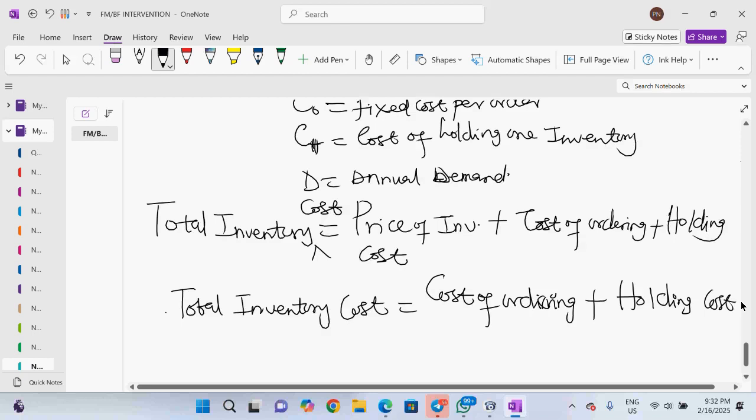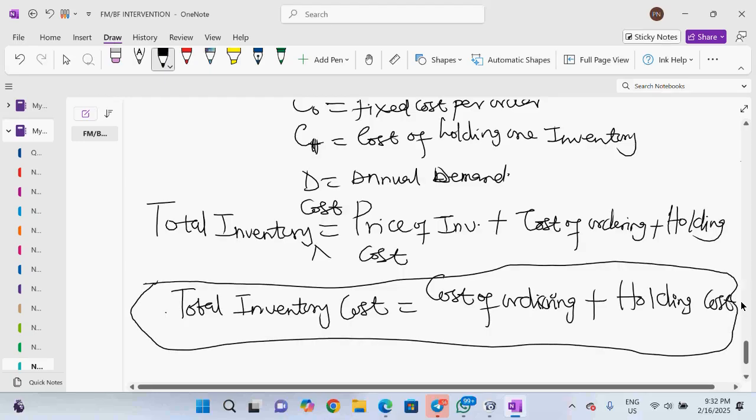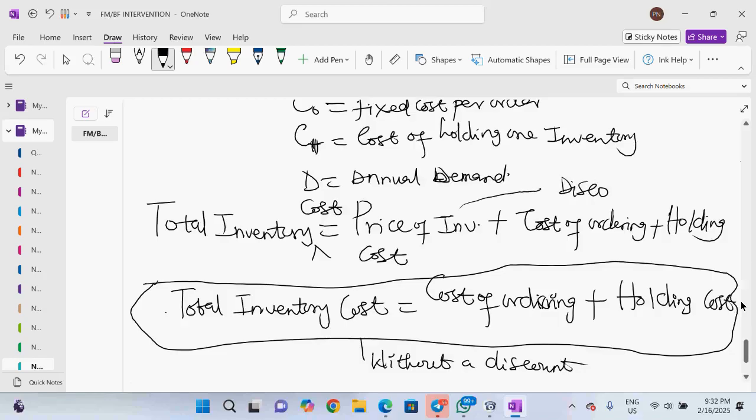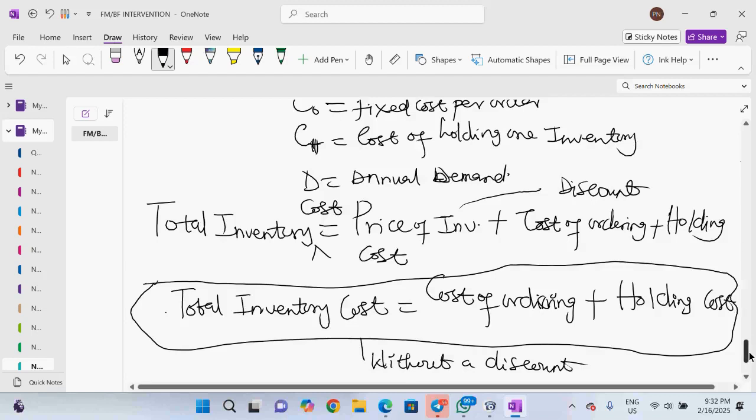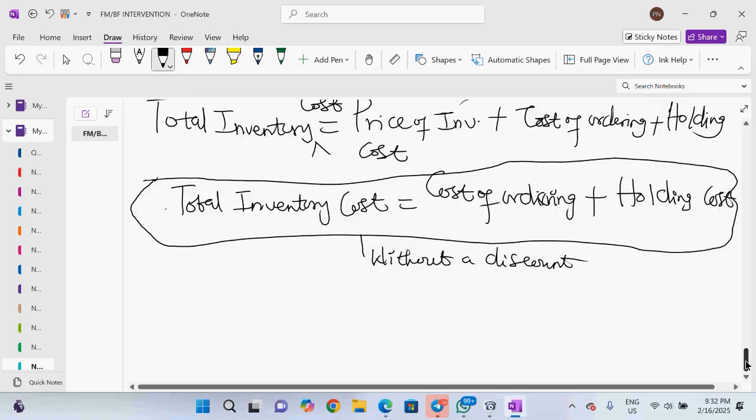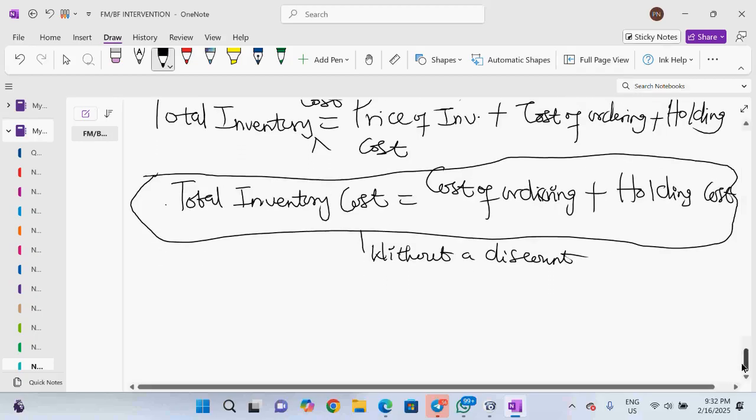where the discount would take effect on that. So that's what I want you to know. So basically, the total inventory cost is this without a discount. If there is a discount, you feature in the price so that the discount will take effect. But if there is no discount, why would you bring in the purchase price? It's not relevant in our decision, right?